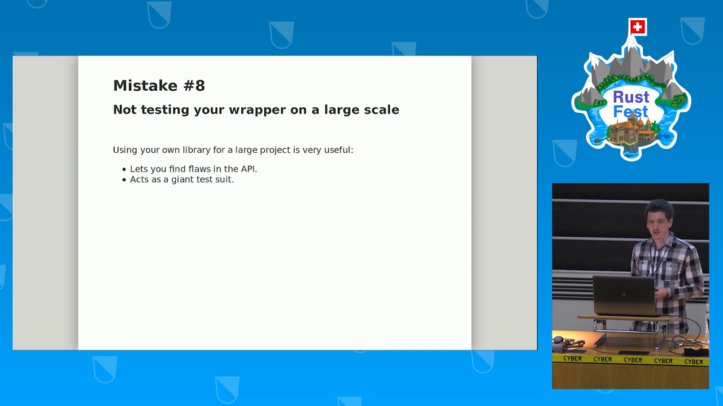Whenever you make a modification in your wrapper that's not really trivial, you can just execute your large-scale project and see if it still works. Of course, that's not fail-proof, but if it doesn't work, at least you know you have a problem. So it's kind of a giant test suite.